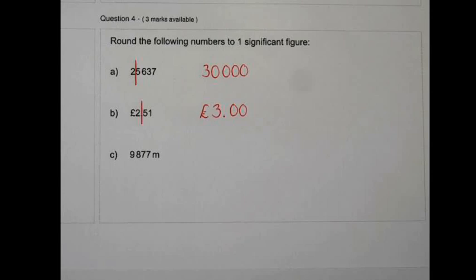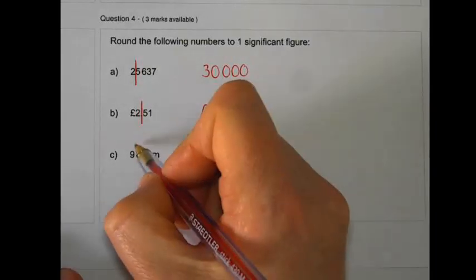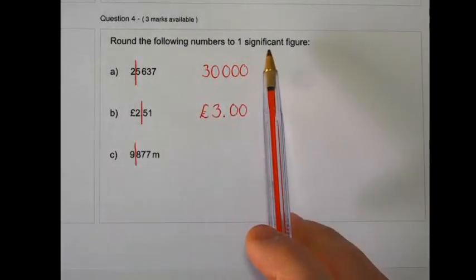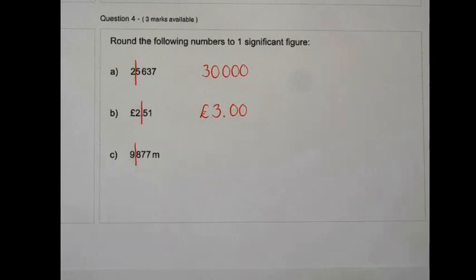Now I'm going to have a look at part C as well. We've got 9,877 metres. Okay, so again, say that number out loud to yourself. I'm going to put my line after my first significant figure because I'm rounding to one significant figure. And then I need to decide, is that 9 going to stay as 9,000, or is that 9 going to round up to 10,000?